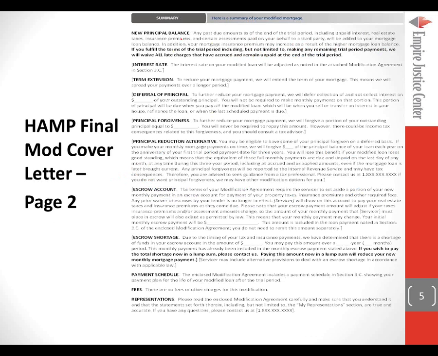The second page of the cover letter is going to give you a lot of the big terms that your homeowner is going to be interested in. New principal balance, the new interest rate. If there's any term extension under HAMP, they can extend that term up to 40 years. So that's where they would put it, in this next section, term extension. If there is deferral of principal, they're going to list that here.